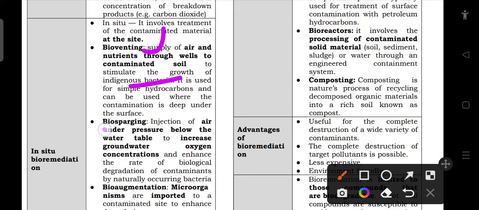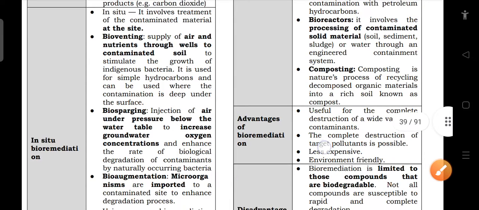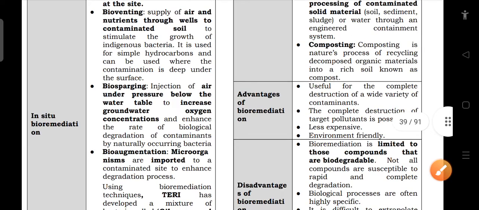Now the next process is biosparging. Here we are injecting the air under pressure below the water table. This will increase the groundwater oxygen concentration. This process is called biosparging. Even here, this will increase the naturally occurring bacteria.